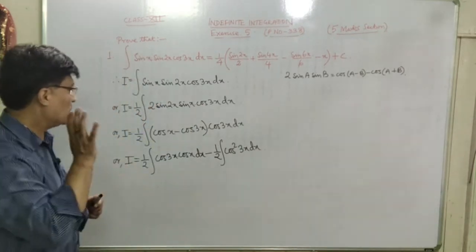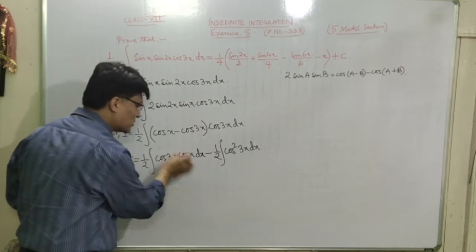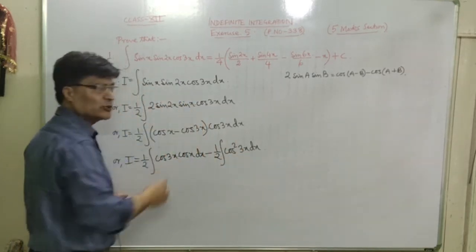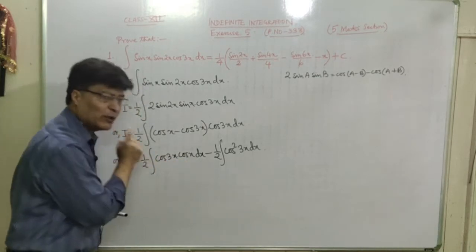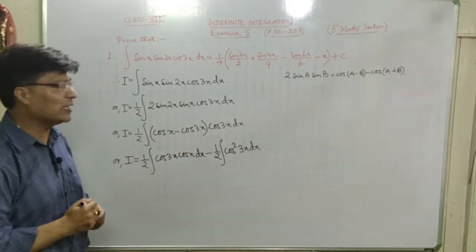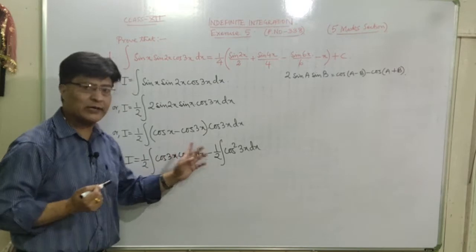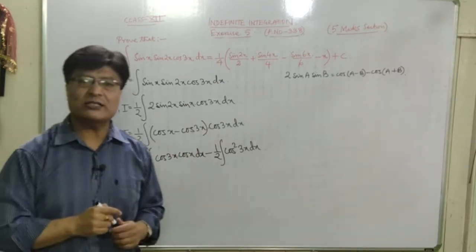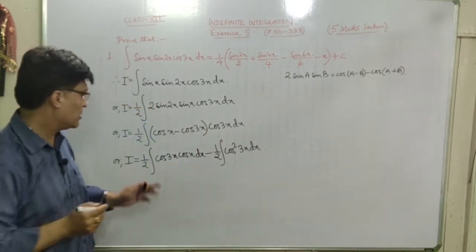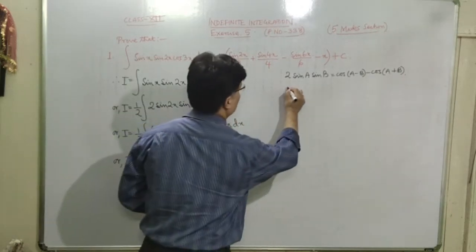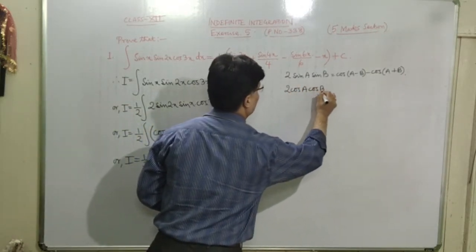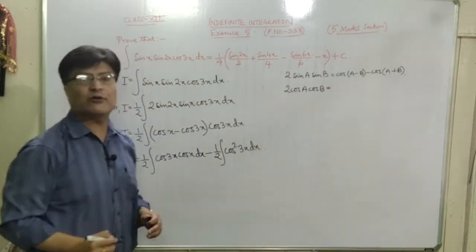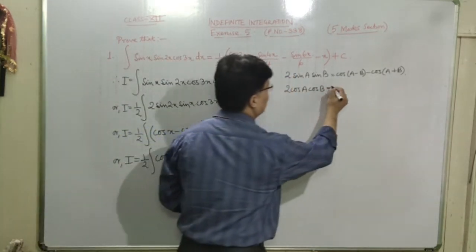So again this is cos 3x cos x, and this is your cos square 3x. Whenever you have cos a cos b form, you should multiply and divide by 2, so that we can use the formula of 2 cos a cos b from transformation of products and sums. So let us write here 2 cos A cos B. So what is the formula for 2 cos A cos B? It is cos of A plus B.